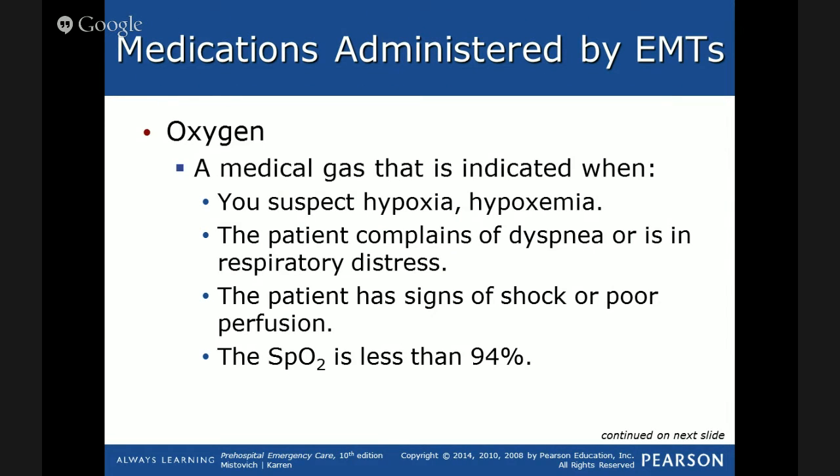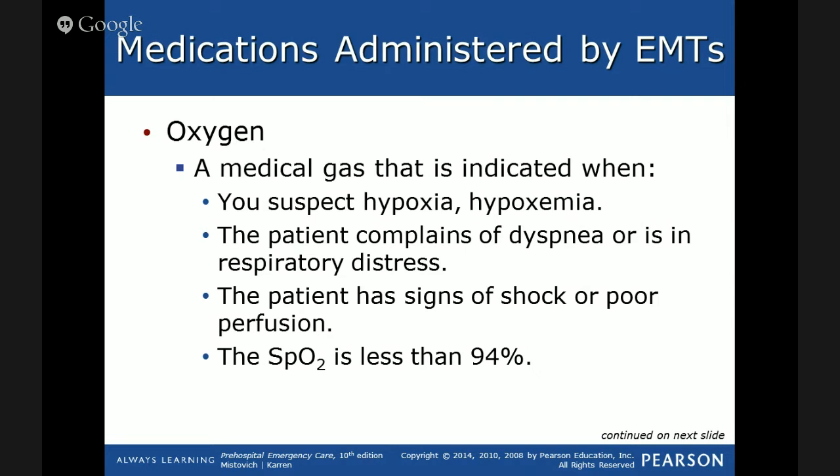So oxygen, medical gas is indicated when we suspect hypoxia or hypoxemia. All right, the patient complains of dyspnea or is in respiratory distress, and the patient has signs of shock or poor perfusion. And the SpO2 is less than 94%. 100th time we've had that in the slide, and this hasn't changed, right?